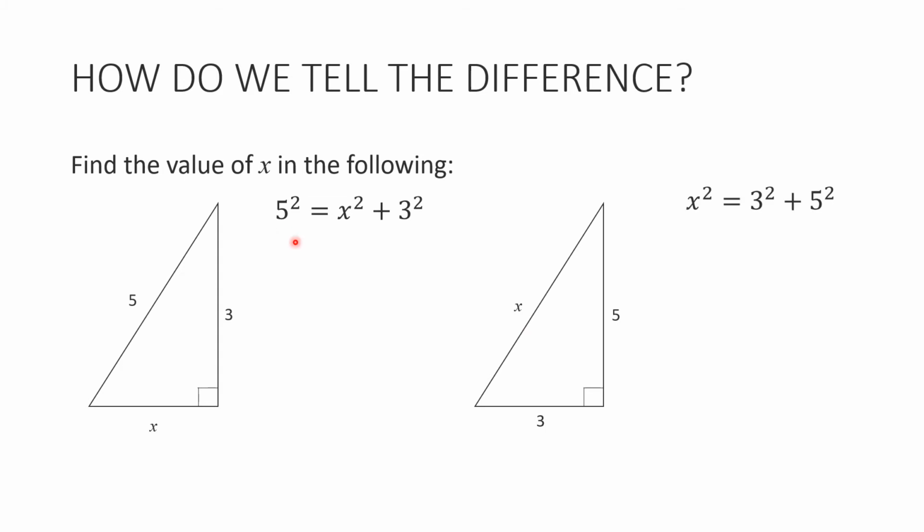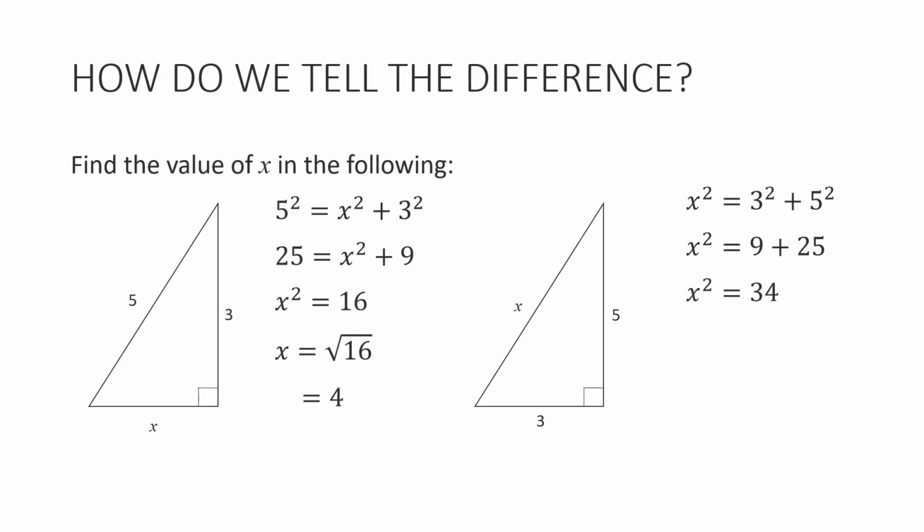So we've got 25 is equal to x squared plus 9. Now we're going to take this plus 9 over the other side, becomes minus 9. X squared is equal to 16. Square root both sides, x is equal to 4. Now let's do this one. Here we're going to have 9 plus 25, which is equal to 34. Square root both sides, x is equal to 5.8.